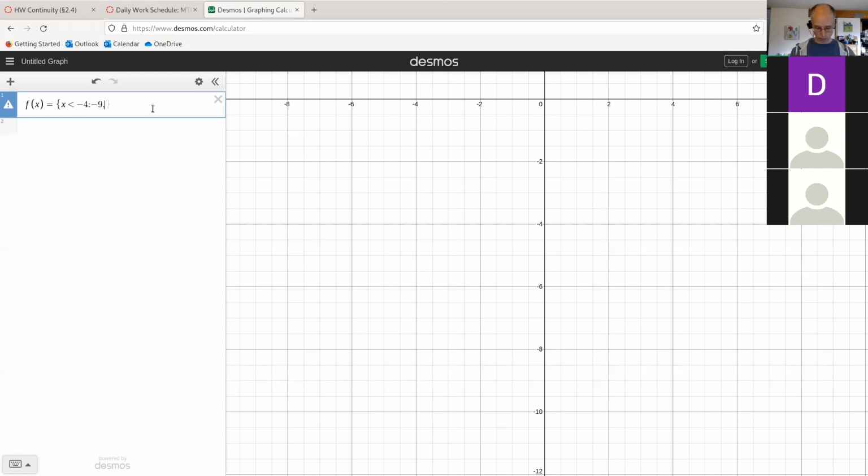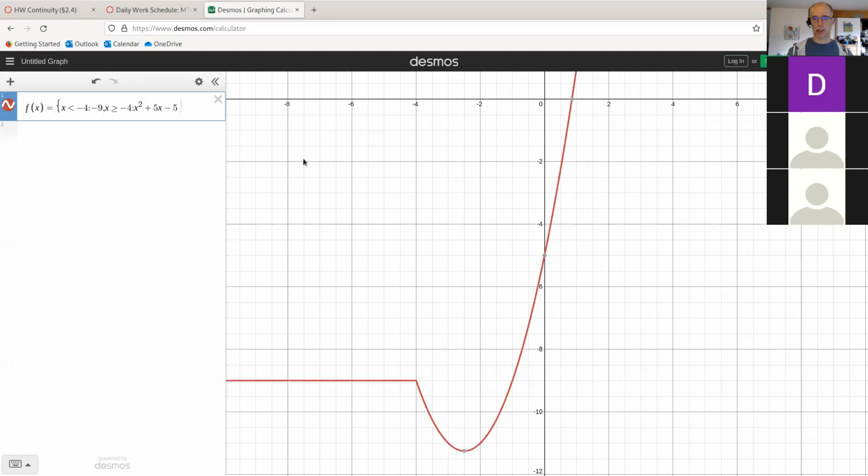Then the next part of the domain is x is greater than or equal to -4. And if you just type the greater than symbol, then the equal to symbol, it turns it into a greater than or equal to. And then from there on out, colon, I want it to look like x squared plus 5x minus 5. And there is my function, nice and continuous through the point -4, -9. Isn't that beautiful? And close the curly bracket to be a good math student.